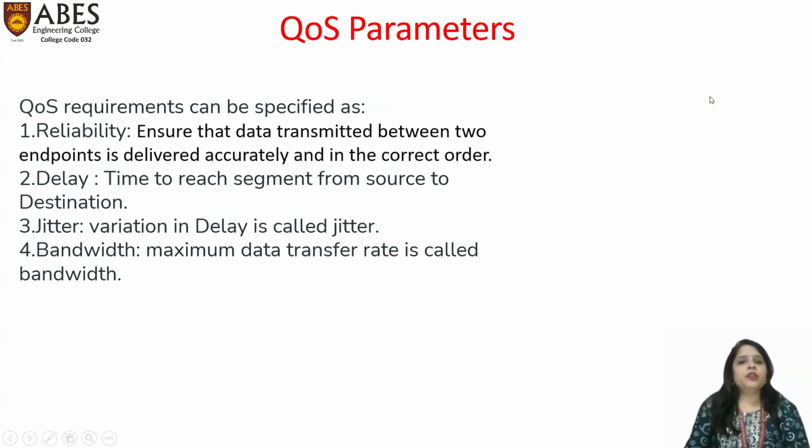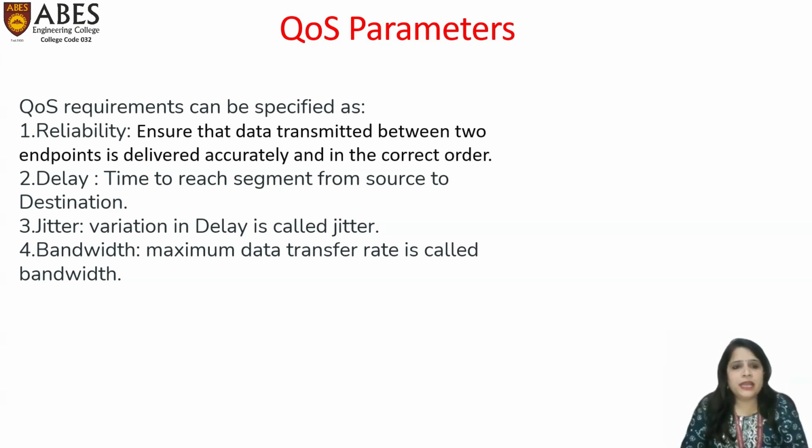Now we'll discuss some important quality of service parameters. There are four quality of service parameters. First one is reliability, second is delay, third is jitter, and fourth is bandwidth. If I want to improve the quality of service in a computer network, our aim is to minimize the delay and the jitter, and to increase the bandwidth and the reliability of the network, right?